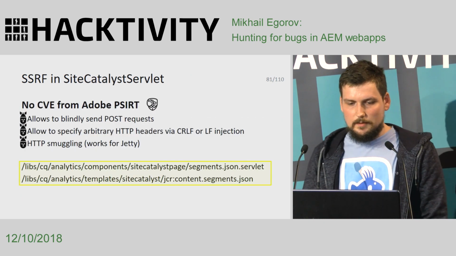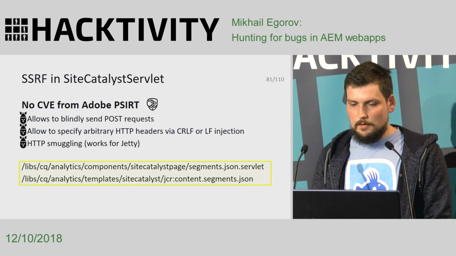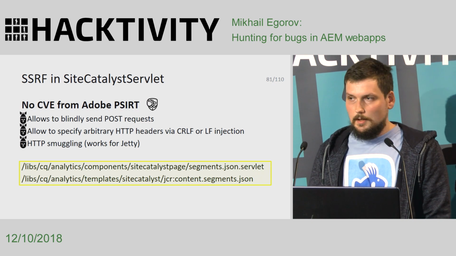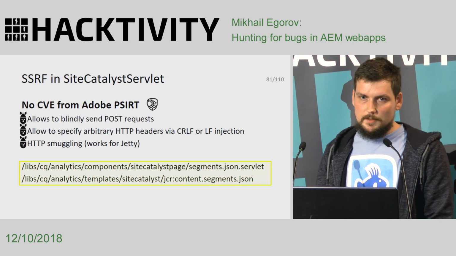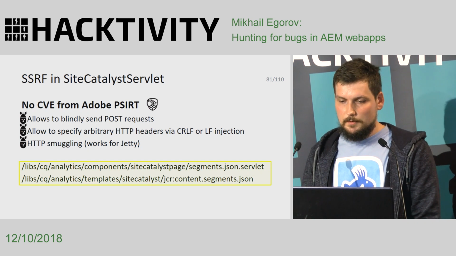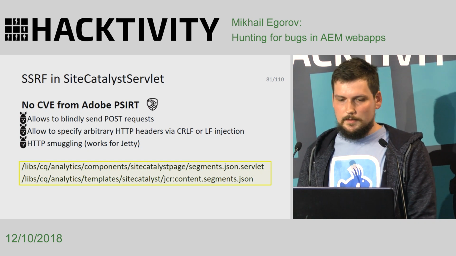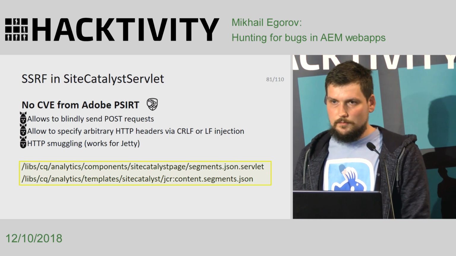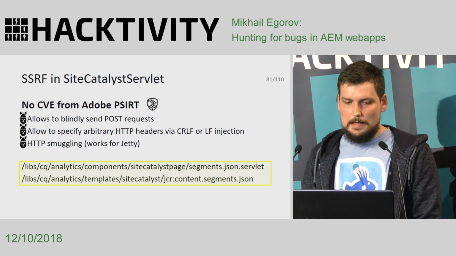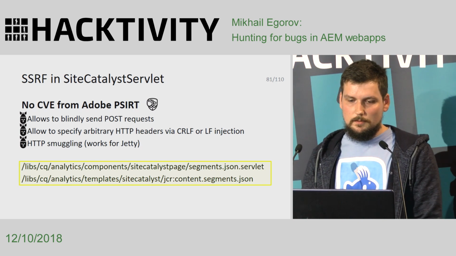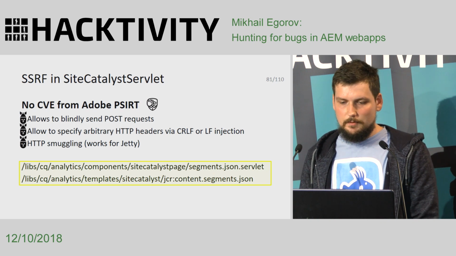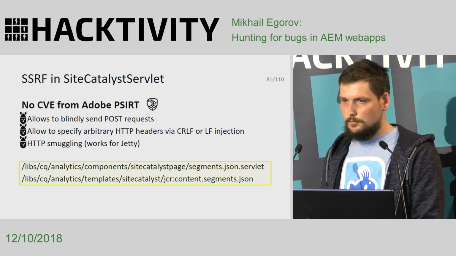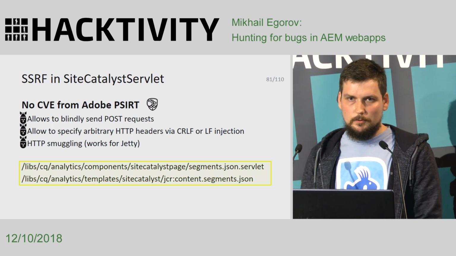I also found an SSRF inside the Catalyst servlet that allows sending a POST request blindly to an arbitrary URL. But Adobe decided not to assign a CVE for this vulnerability. What's interesting about this SSRF is that you can inject arbitrary headers in the request through CRLF injection, and you can even send GET, PUT or DELETE requests via the HTTP smuggling technique. I'll show you later how to escalate this SSRF to remote code execution.